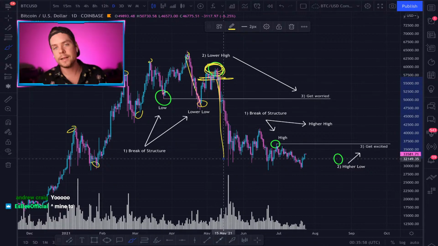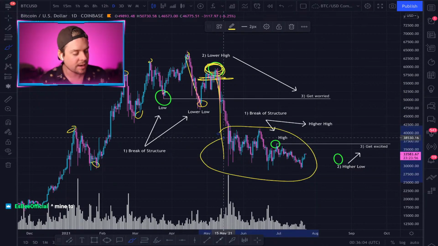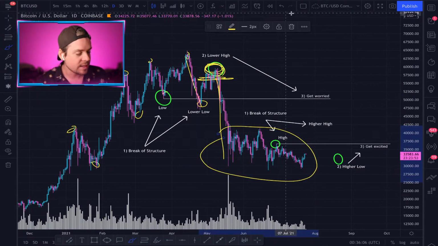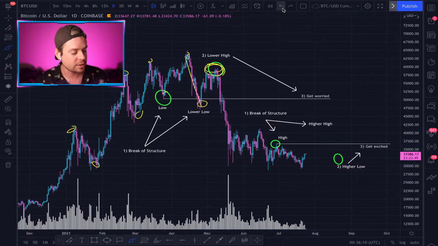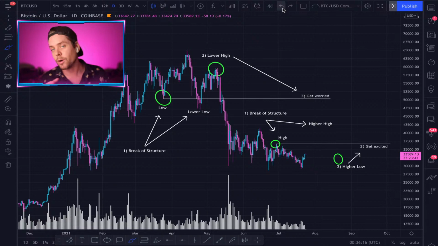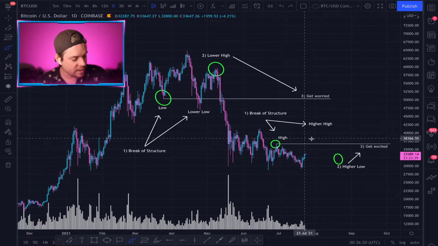So fine and dandy, hindsight analysis, who cares? Where are we right now? We're in this consolidation range right here. So what is it that I am looking for in this area to begin to look at a trend change? Because we're seeing bullish altcoins, we're seeing bullish price candles on the daily, but we're not there yet. This is the level to look out for. This is the level right here.